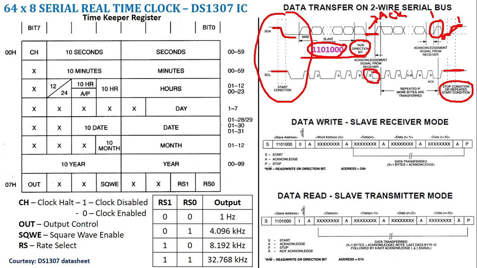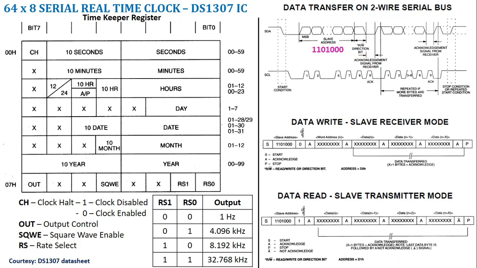Now let us look at this in detail in both write operation and read operation. First one is your data write, slave receiver mode. Now the microcontroller is going to put the data and the slave is going to receive it. First, the microcontroller puts the start bit. For the start bit, as I have already said, SCL should be high and SDA should go from high to low. Then it gives the 7-bit address.